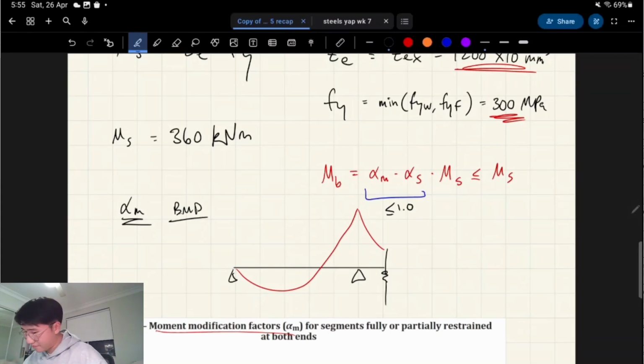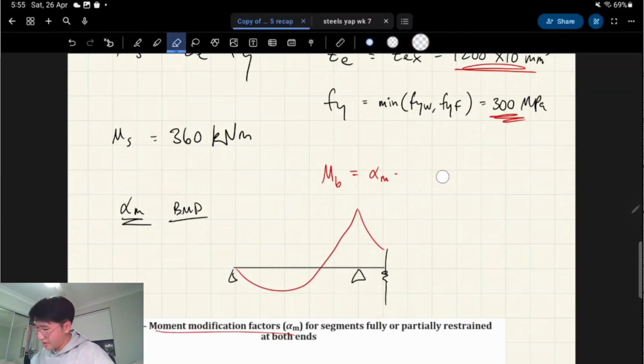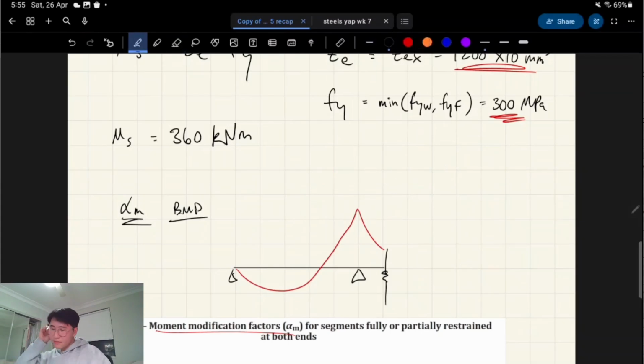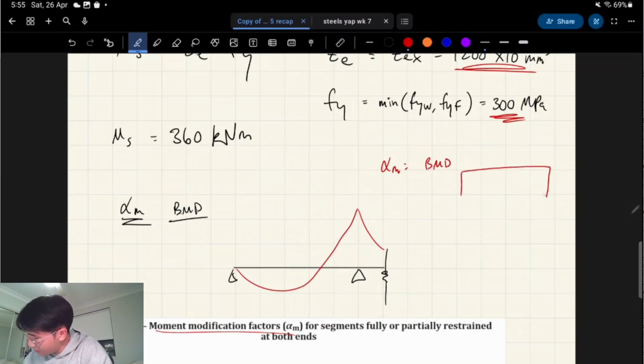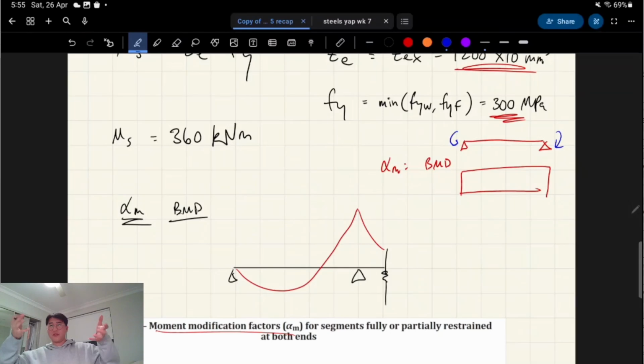Okay, whatever. What it actually is, alpha M gives you additional strength, or sometimes it reduces it in the cantilever case, based on how bad your loading is. So the worst case loading you can get for alpha M is a bending moment diagram which looks like this, just a rectangle. How do you actually get that? You basically need your beam to have point load moments on both ends.